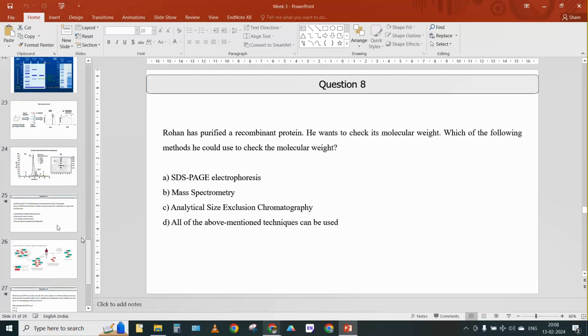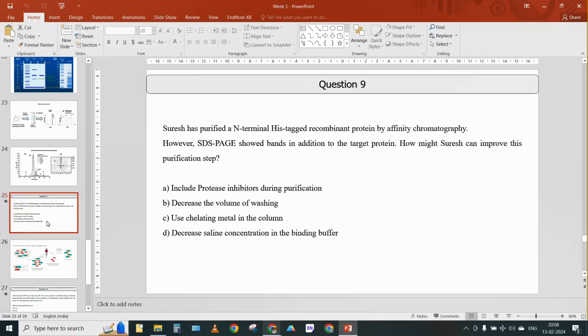And moving forward to the next question, that is 9. Here Suresh has purified an N-terminal his tagged recombinant protein by affinity chromatography. However, the SDS page showed bands in addition to the target protein. So the question is, how might Suresh improve this purification step? By including protease inhibitor during purification, or by decreasing the volume of washing, or by using chelating metals in the column, or by decreasing saline concentration in the binding buffers.